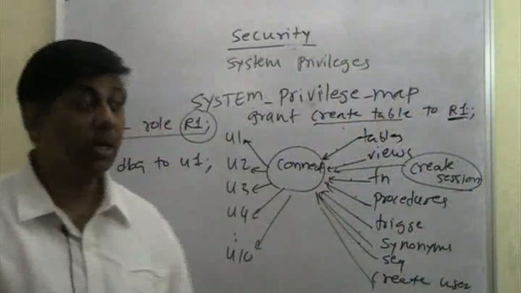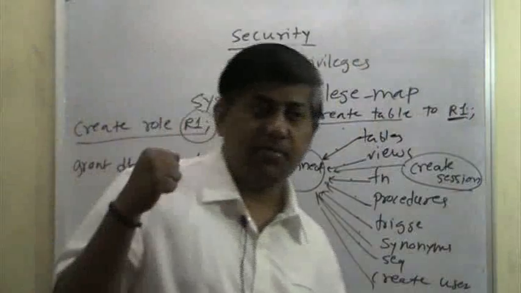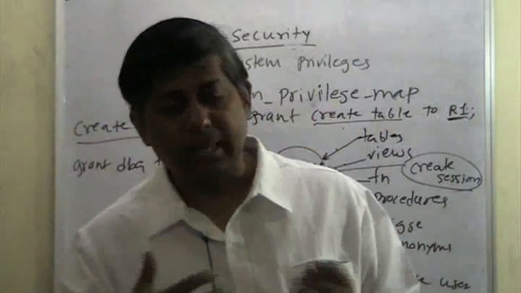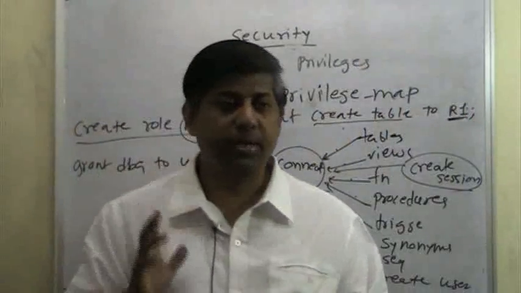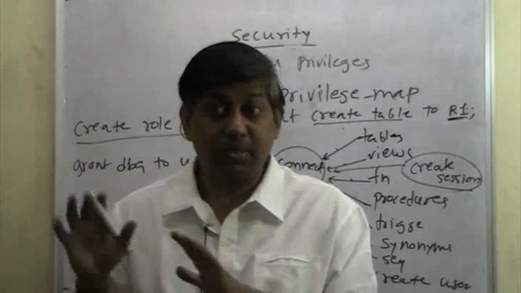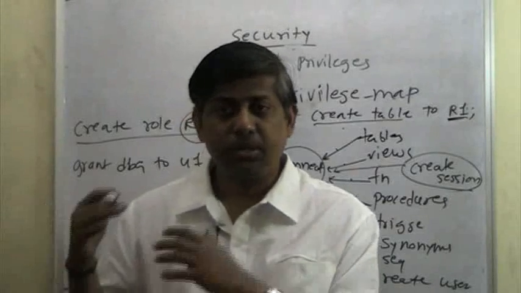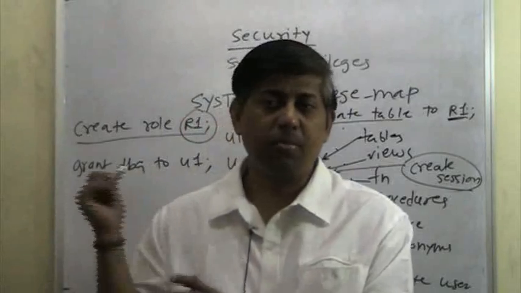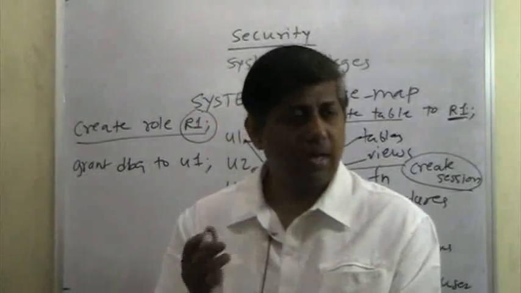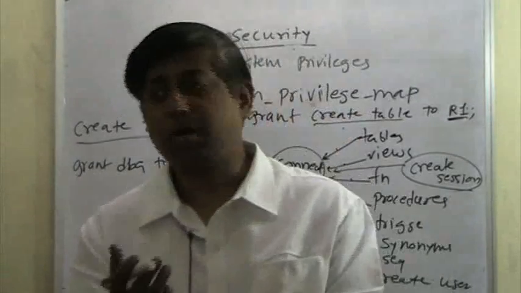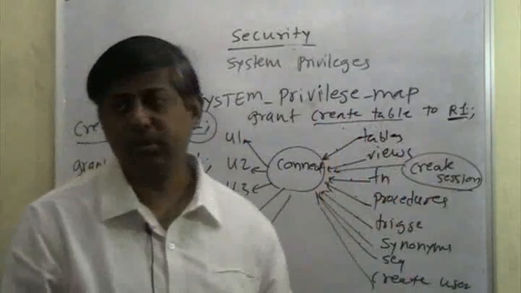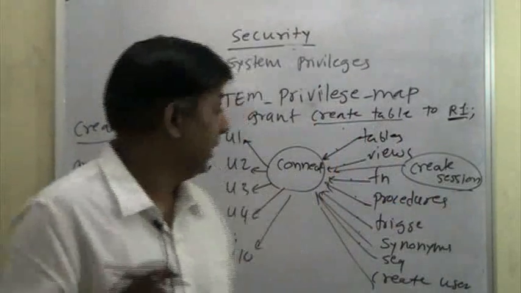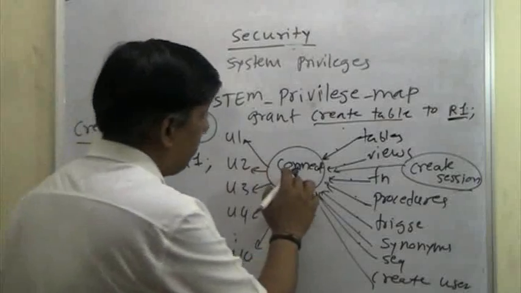So let me ask you something. If a user leaves the organization, or somebody is creating some problems in your database, you may want to just revoke his create session privilege. All other privileges will be intact. You will just revoke his create session privilege, and he will not be able to even log in. Another thing that you can do is lock his account. We'll see how to lock an account and how to unlock an account, or you can revoke this create session privilege. So connect is a role that you should remember.